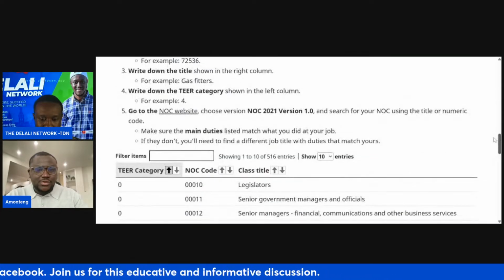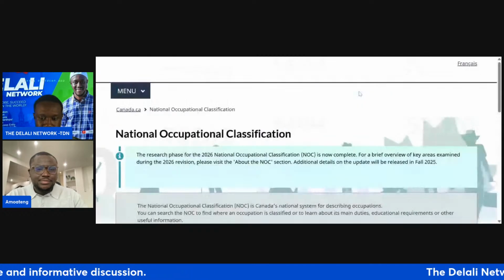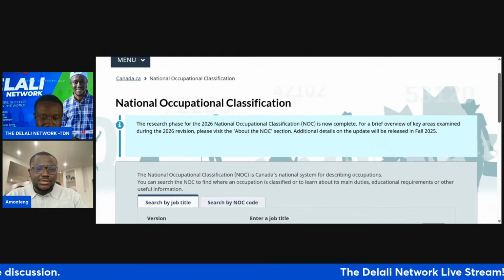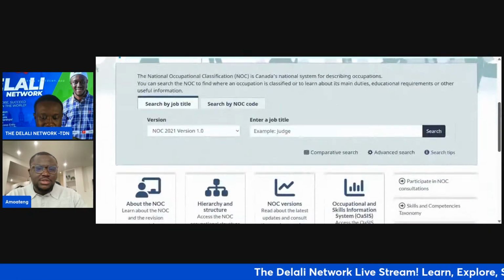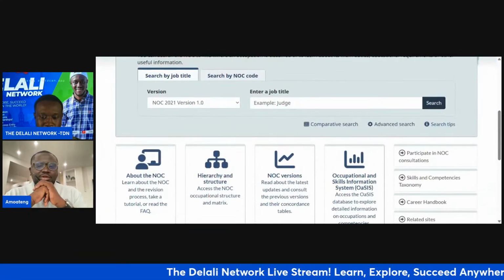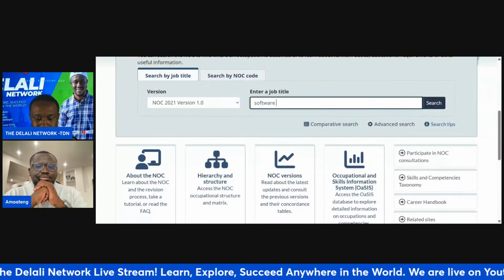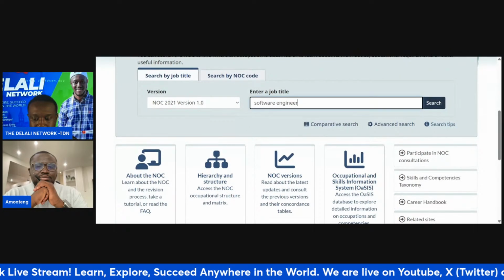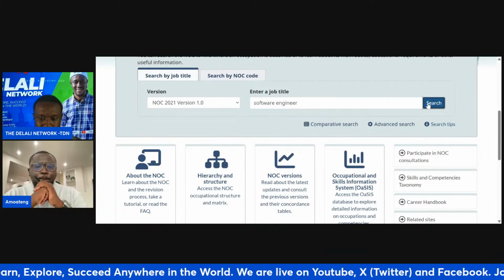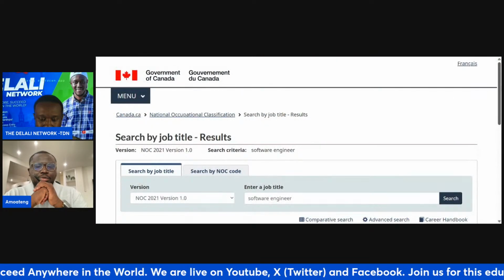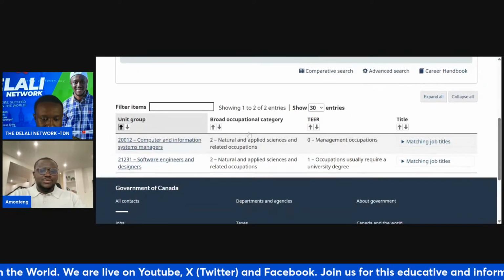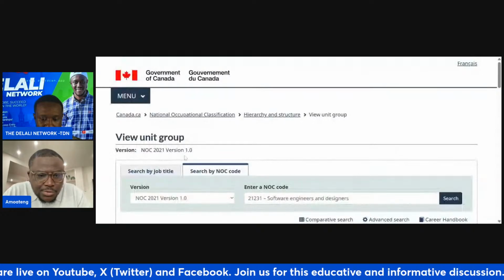So you click on the NOC website. What's the website? Okay, so that's the National Occupational Classification, that's the full meaning. Yes. Okay, so then let me type, just go for software engineer. Search. Okay. So software engineer, yeah, you can click it.